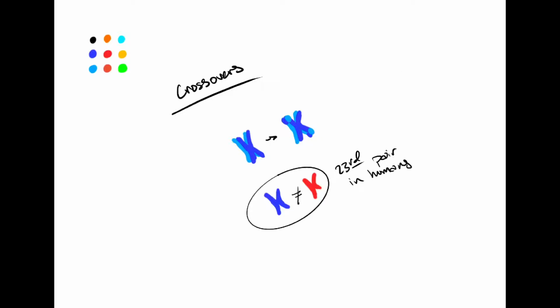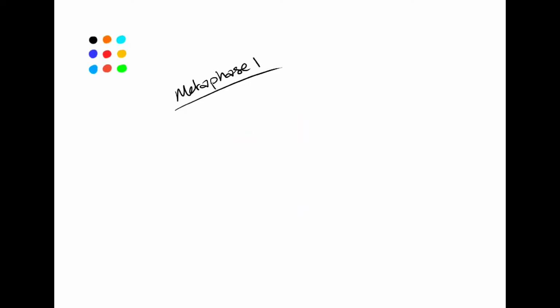Now, let's talk crossovers. When these homologous chromosomes pair up together, they also get the chance to do a thing called a crossover, where one allele from one chromosome switches with the matching allele from another chromosome, diversifying the genes. Not all chromosome pairs can cross over, though, like the X and Y chromosomes, the 23rd pair, in humans. The Y chromosome is a little bit shorter, and therefore it's not homologous with the X chromosome, and so they can't cross over. Now that we know all about crossovers, let's move on to the next phase, metaphase.